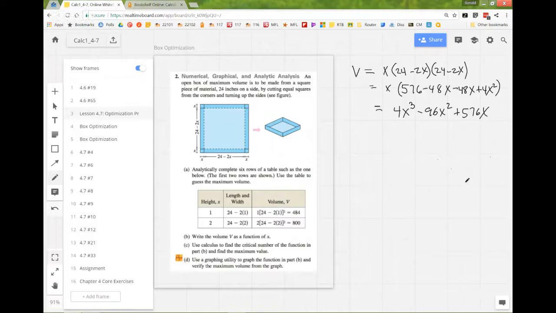All right. Now, the whole idea is to maximize it, so we're going to want to take the derivative. So V prime is 12x squared minus 192x plus 576. Okay. So now we've got the derivative. How do we get a maximum out of this? We would set the derivative equal to 0.